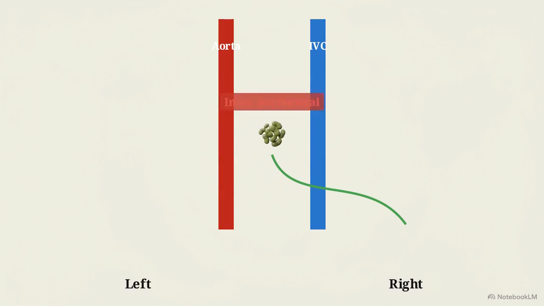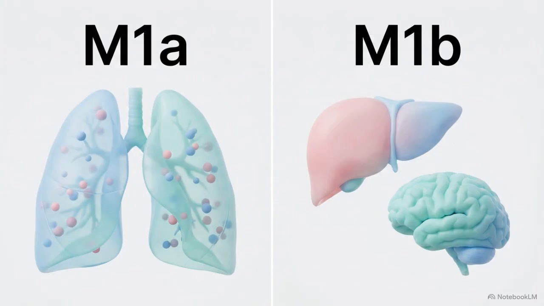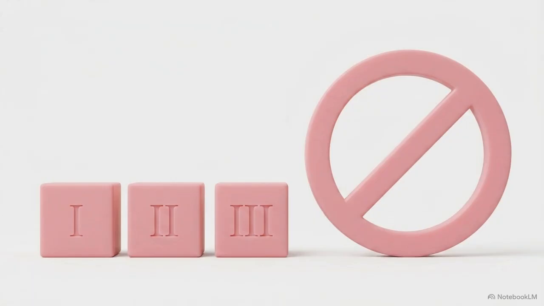Lymphatic drainage from the right testis targets the inter-aortocaval nodes, while drainage from the left testis maps to the left para-aortic nodes. In M staging, M1A denotes metastases to the lungs or non-regional nodes, and M1B indicates spread to distant solid organs. Crucially, there is no stage 4 in the staging system for testicular cancer.